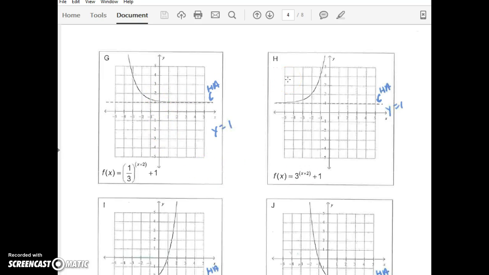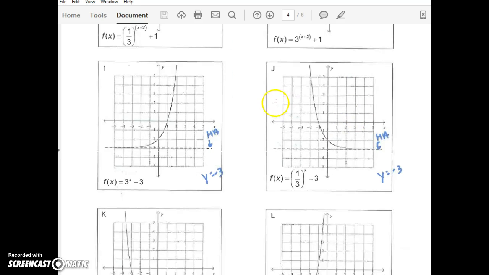And graph H is one of those that's kind of challenging for us because we don't actually see where the graph crosses the y-axis. However, we have reason to believe that the graph will continue along its trend and continue on that slope and eventually will cross the y-axis. And based on the graph that we see there, it's going to be on the positive y-axis. So we have a positive y-intercept for that.